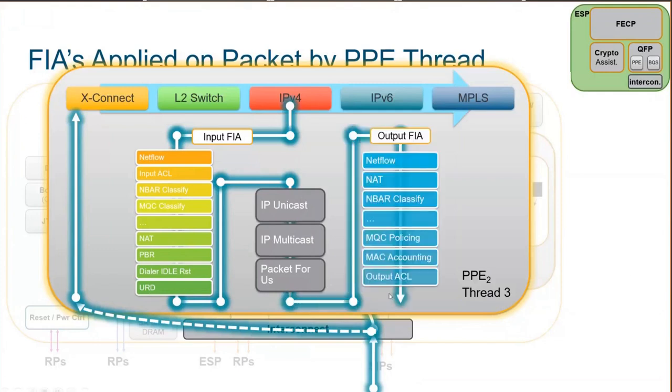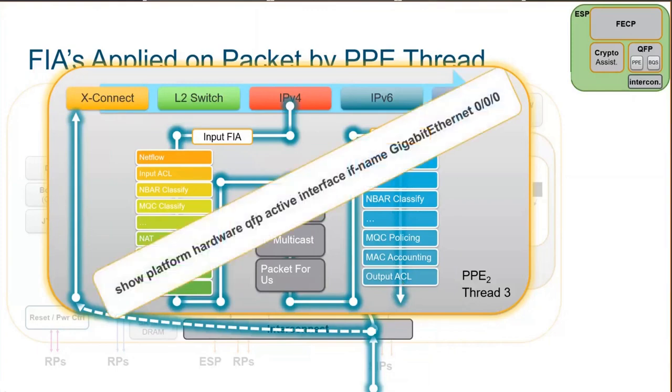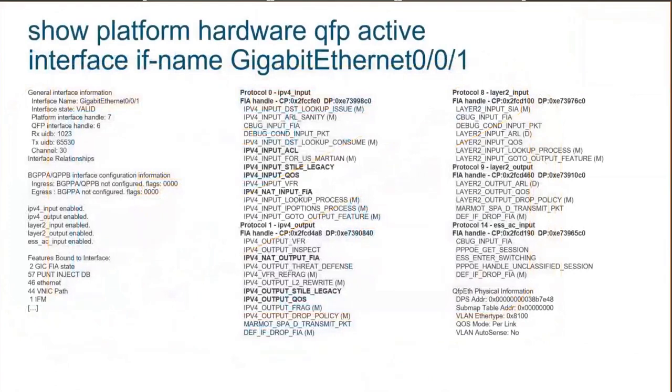Okay. And similar to the input FIA, we have output FIA as well. Each of these features, if applicable, will be applied to the packet. Once everything is done, the PPE will be ready to store the packet in the buffer. So I was telling about the feature invocation array, right? We'll have these kinds of things.